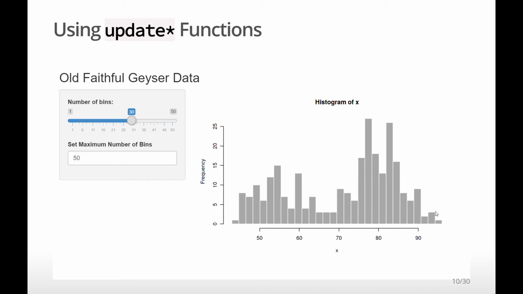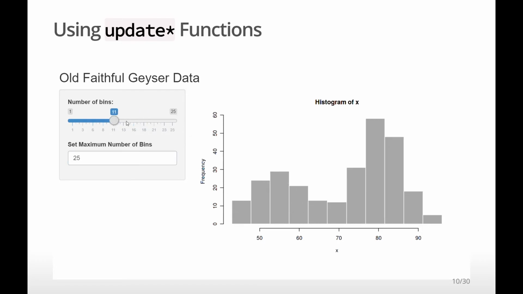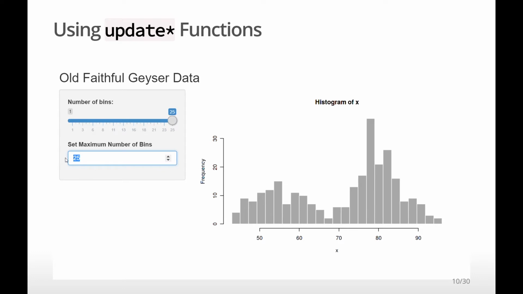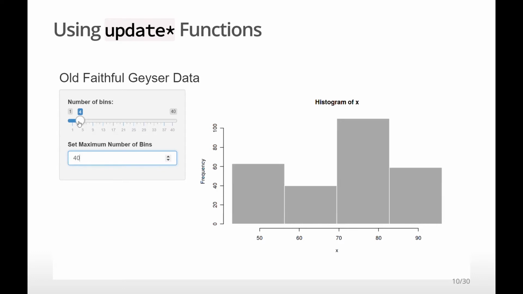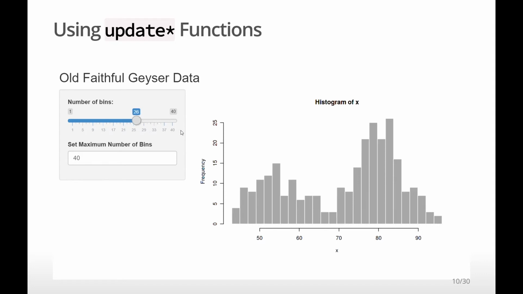Okay, so here's an example of dynamically updating your UI. I now have a numeric input that allows me to set the maximum number of bins. Maybe I want to set this to be 25. And so now on my slider, I can't go above 25. Change it to 40. Now I can go all the way up to 40 if I want. So this is dynamically changing a part of my user interface.